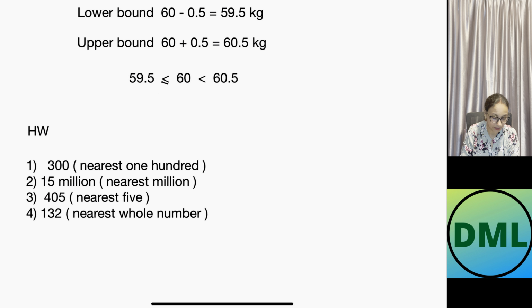This is your homework. Find out the lower and upper bound for all the questions. Write down in the comment section and I will reply back to you.